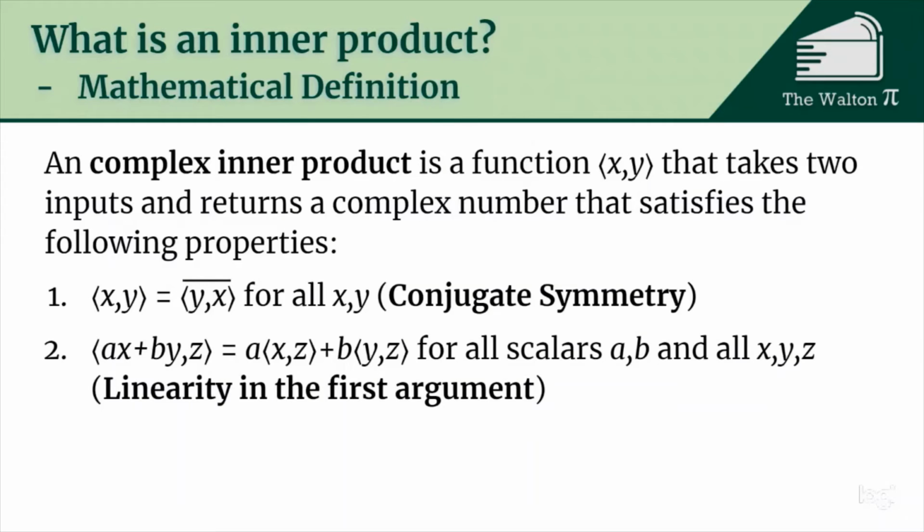Next, it is still linear in the first argument, so that piece doesn't change. But whereas a real inner product can be linear in the second argument, for this one, it's not going to be linear in the second argument as well.